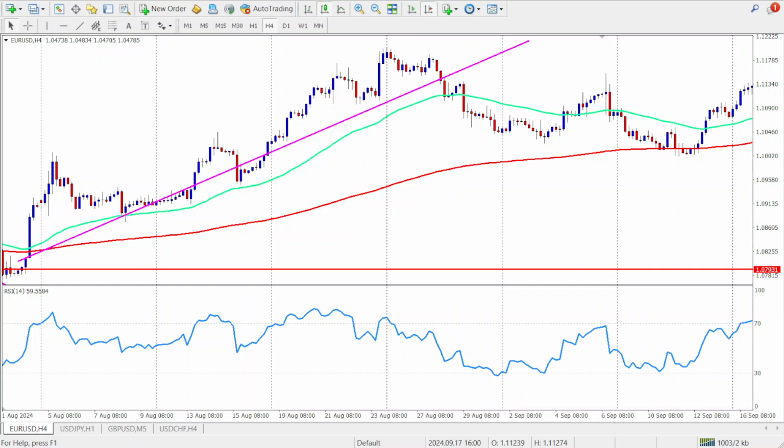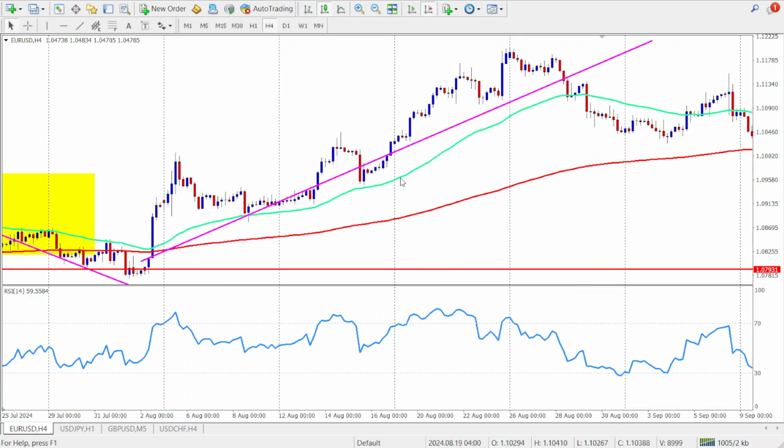Now, let us get into the specifics of setting this up. Here's what you need to know. For the moving averages, the 50 period MA gives you a short-term trend and is great for spotting quick reversals. The 200 period MA represents the long-term trend and helps you stay on the right side of the market.